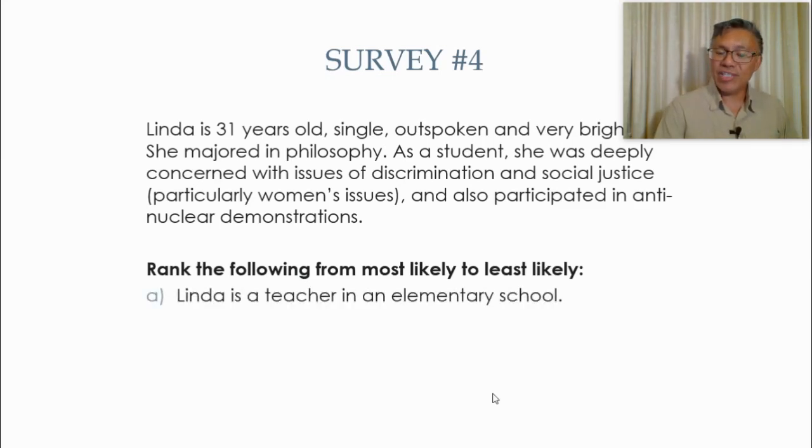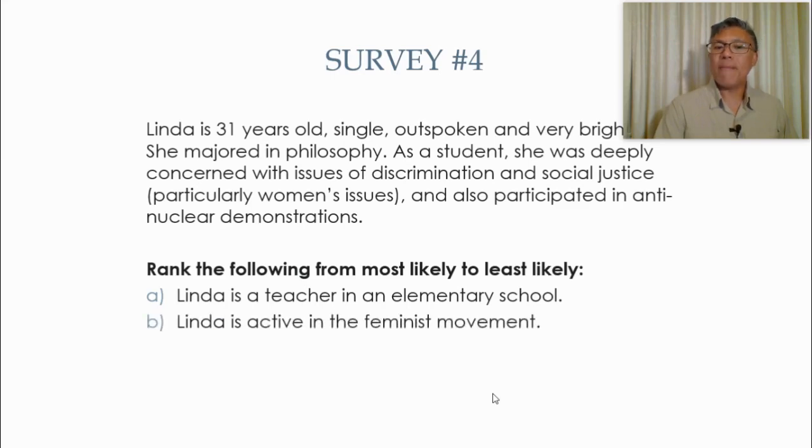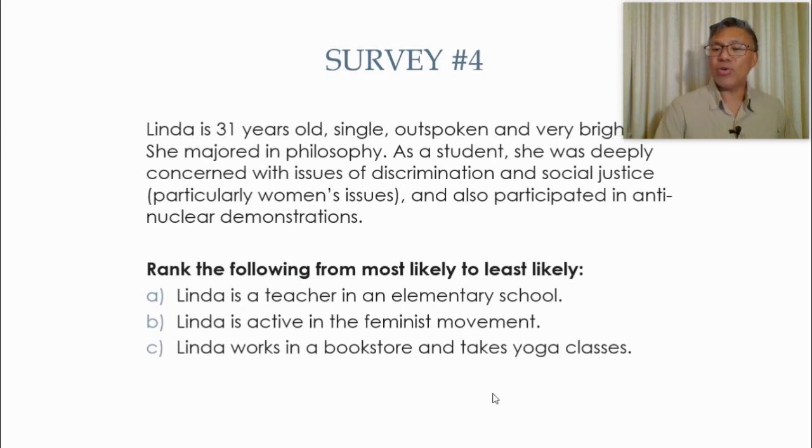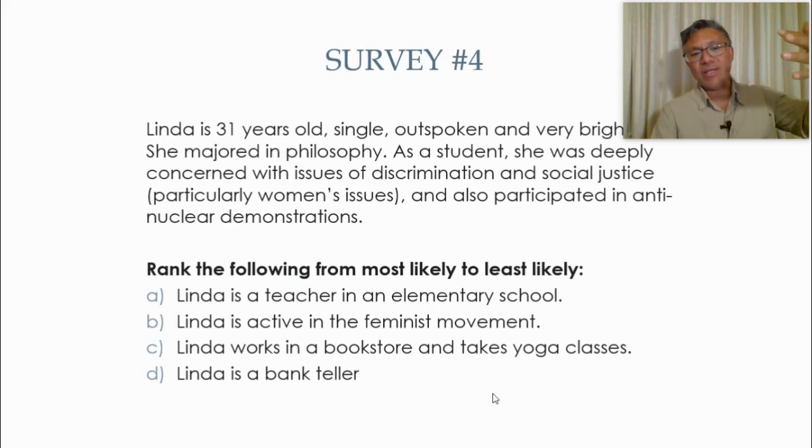A, Linda is a teacher in an elementary school. B, Linda is active in the feminist movement. C, Linda works in a bookstore and takes yoga classes. D, Linda is a bank teller. So I want you to write down A, B, C, D, but in the order from what you think is most likely to least likely. Okay, so you start with the letter that you think is most likely. So if you think D is most likely, you put D first, followed by the next letter, followed by the next letter, followed by the last letter.